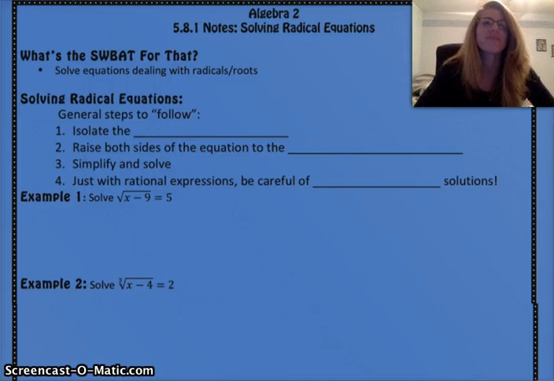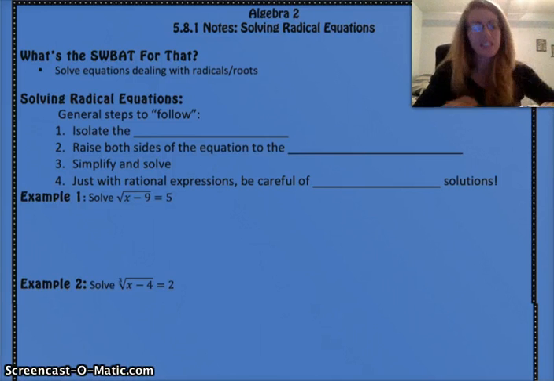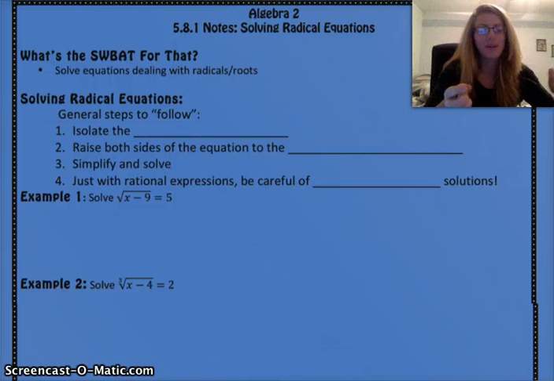Okay, so general steps. Number 1, isolate the radical first. You know how we're used to isolating the variable? Well, the variable is usually inside the radical, so you have to isolate the radical first.